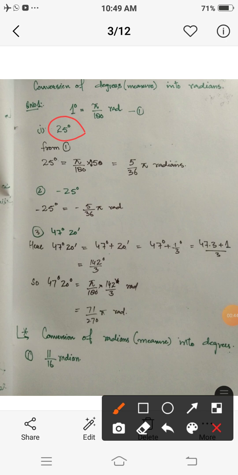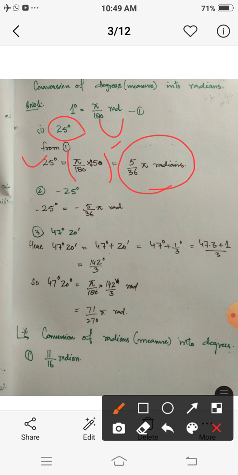We know that 1 degree equals pi upon 180 radians. Hence, by multiplying 25 on both sides of equation first, we get 25 degrees equals pi upon 180 into 25 radians, which is simply 5 upon 36 pi radians. So this is the value of 25 degrees in terms of radians.